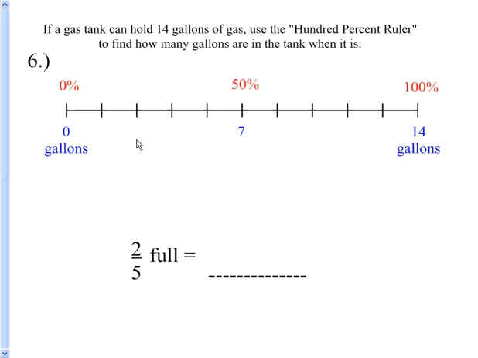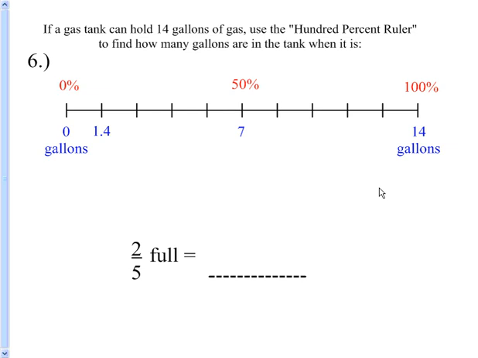Now, the rest of these different intervals are 1/10 apart. So we want to find out how many gallons are in 1/10 of the tank. And then from there, we can figure out what's in 20%, 30%, 40%, etc., to be able to figure out what 2/5 is going to be.